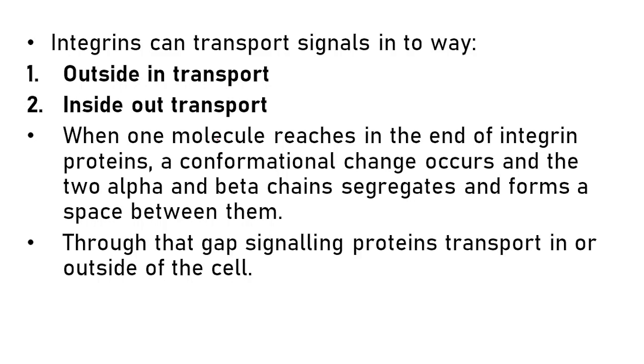When one molecule reaches the end of the integrin proteins, a conformational change occurs at the alpha and beta chains. They segregate and form a space between them. Through the gap, signaling proteins transport in or out of the cell.